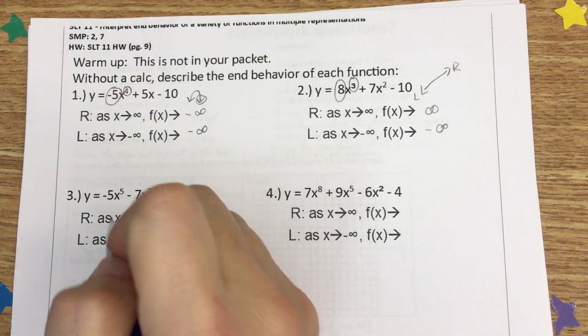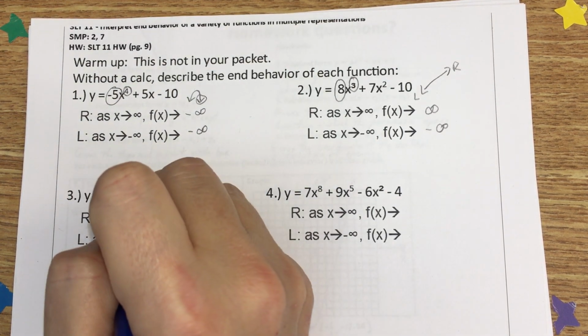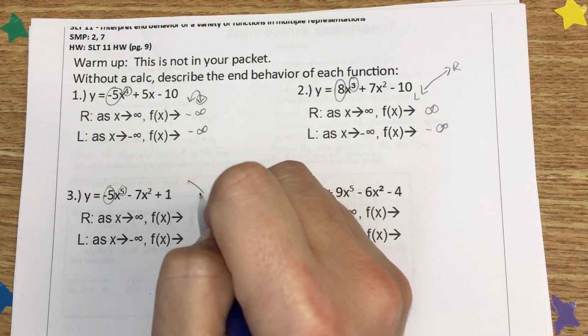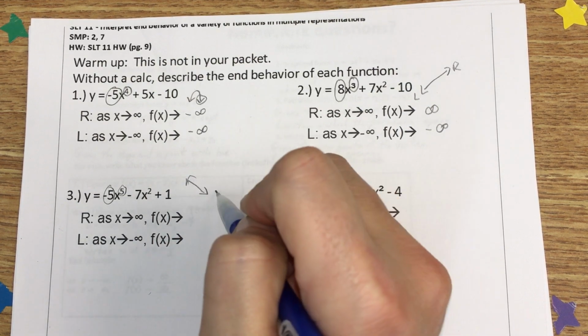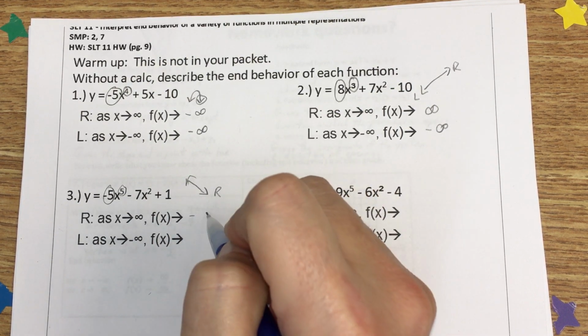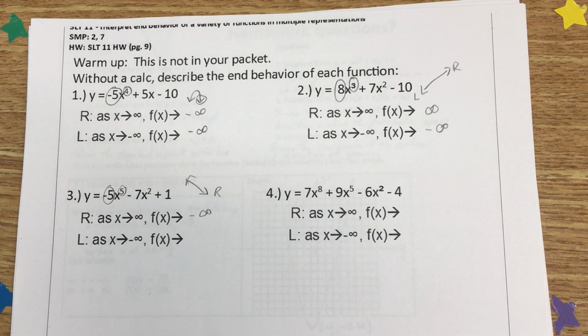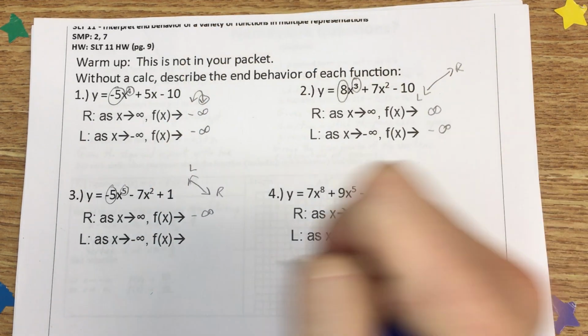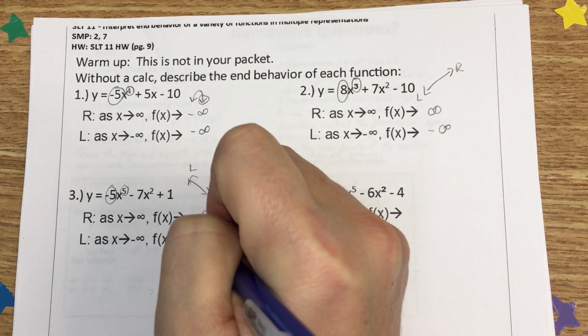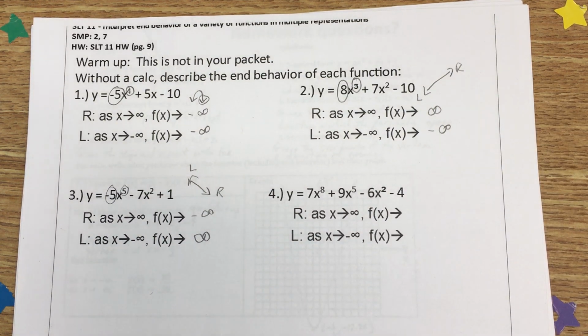For number 3, I've got a negative leading coefficient and an odd degree. So this is going to be like a line going down. On the right, as x goes to infinity, the function goes to negative infinity. And on the left, as x goes to negative infinity, the function goes up to positive infinity.